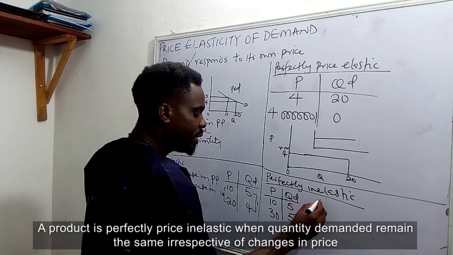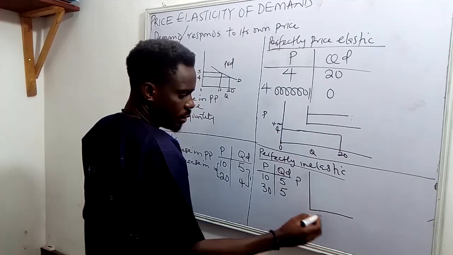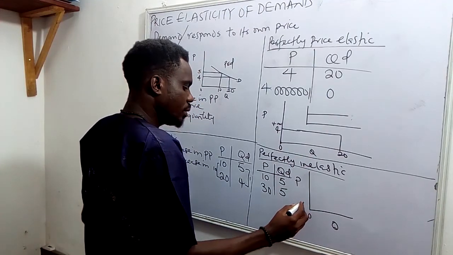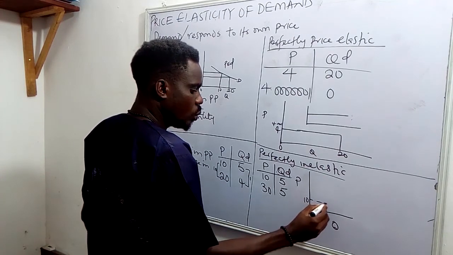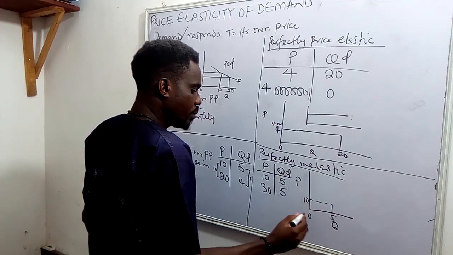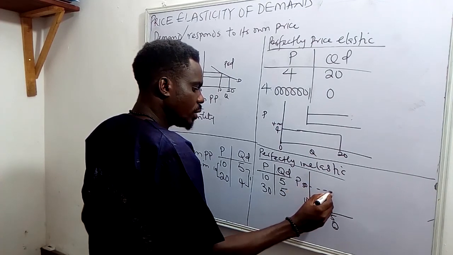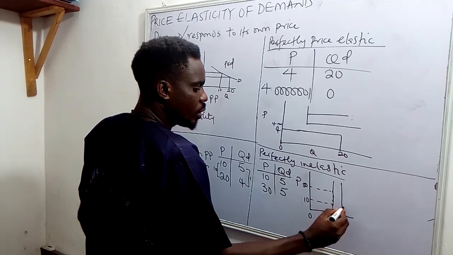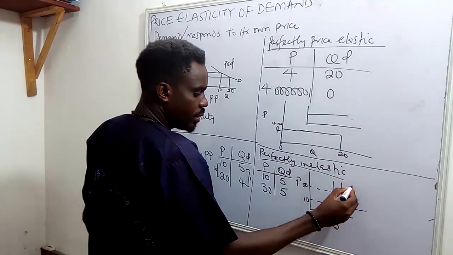Then we can present this on a graph as follows. This is our price axis, this is the quantity axis. We can see that at 10, quantity is 5, and at 30, quantity is also 5. Then the curve for a product that is perfectly price inelastic is vertical.